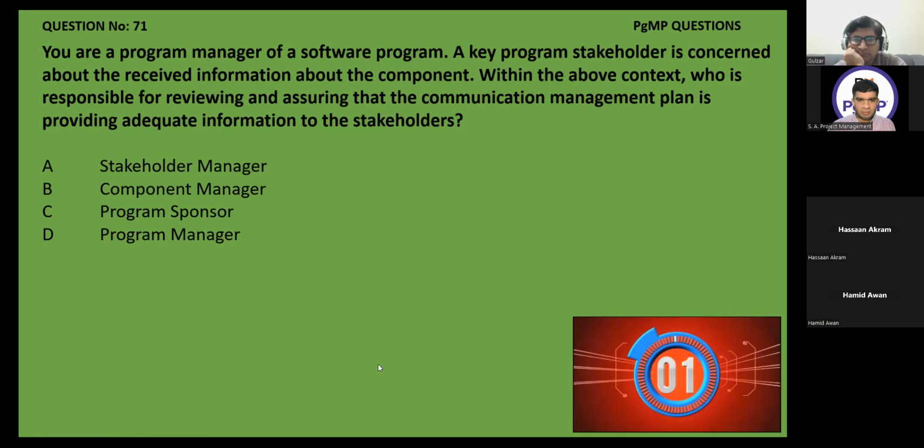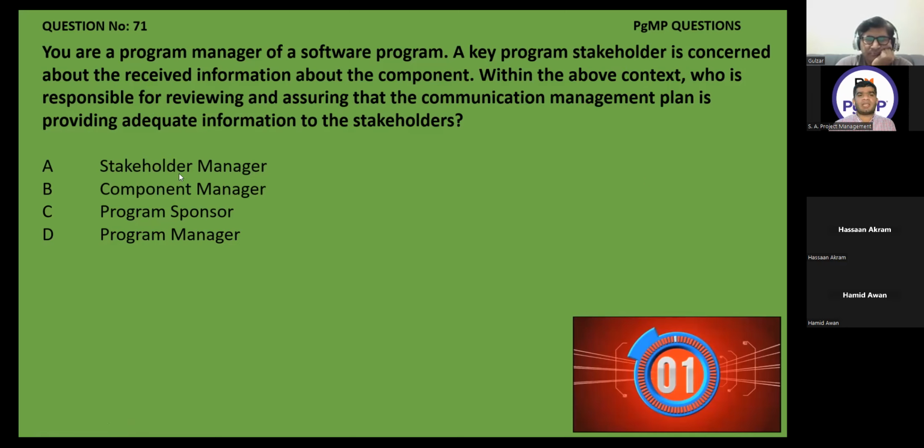Okay, so D. It's correct. What is the keyword here? Who is responsible for reviewing and assuring that the communication management plan is providing adequate information to the stakeholders?